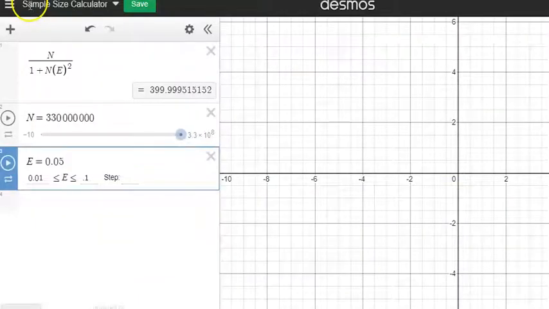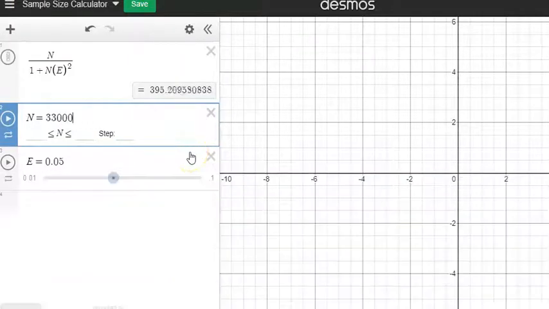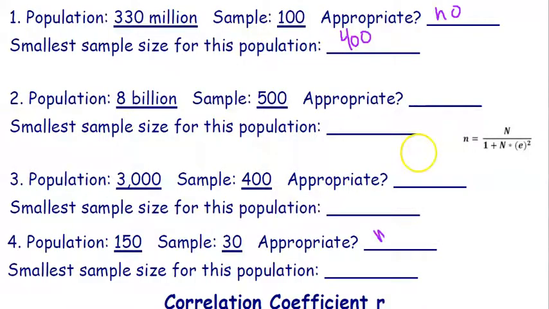Let's go back to our Desmos calculator. And it has 109. So for this one, our smallest number we would want it to be 109. Okay, do the other two. What do you get?